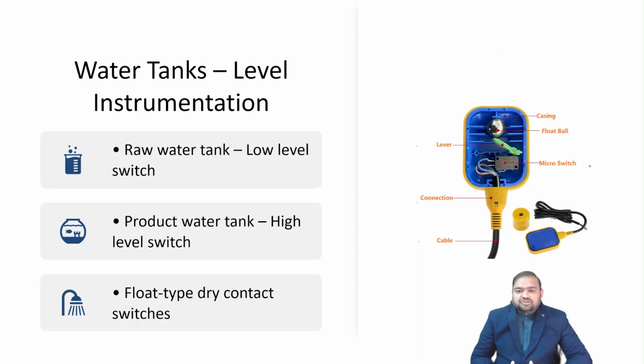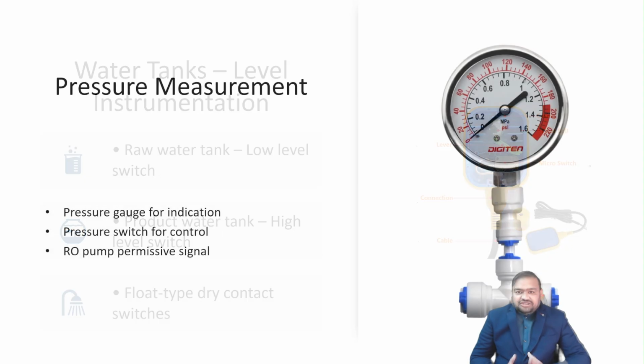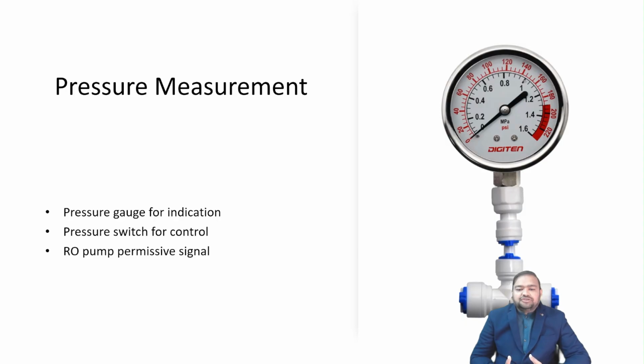The system contains two tanks, a raw water tank and a product water tank. The raw water tank has a low-level float switch to protect pumps from dry running. The product water tank has a high-level float switch to prevent overfilling. Both switches provide dry contact signals to the control panel. Pressure is monitored at the RO inlet using a mechanical pressure gauge for visual indication, and a pressure switch for electrical control. The pressure switch signal acts as a mandatory permissive for RO pump operation.